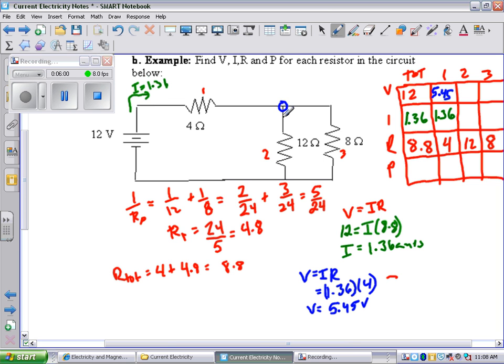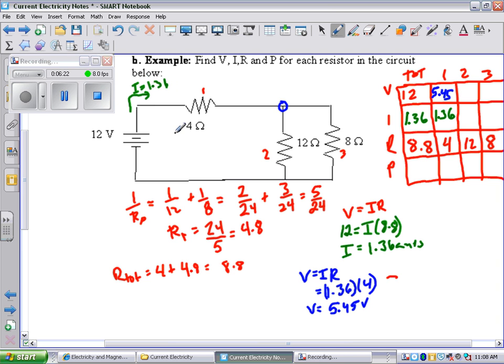Now, if I look at this junction here, I've got 1.36 traveling through this resistor, 1.36 gets to there, and then it splits into I2 and I3. I don't know what either one of those is going to be. I can guess that the current through the 8 ohm resistor is going to be greater than the 4 ohm resistor, because it's less resistance so it has greater current, but I don't know what each of them is. I know they have to add to the 1.36. So my junction rule isn't helping me at this point.